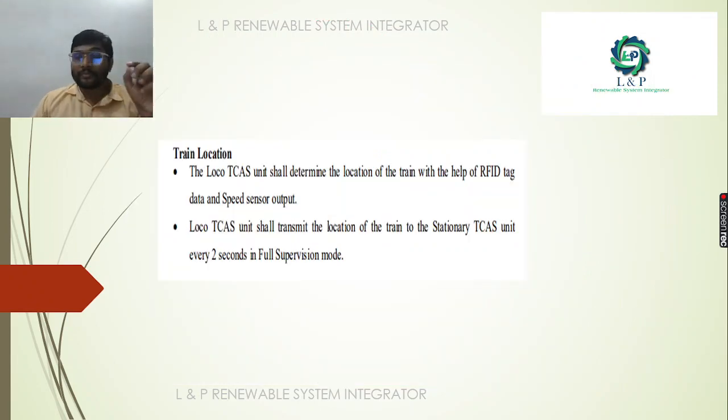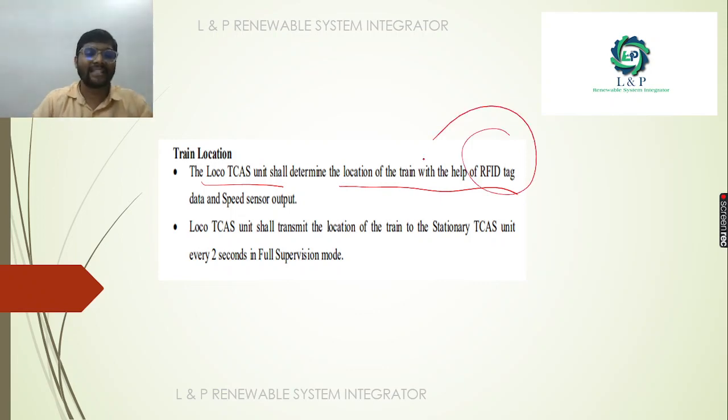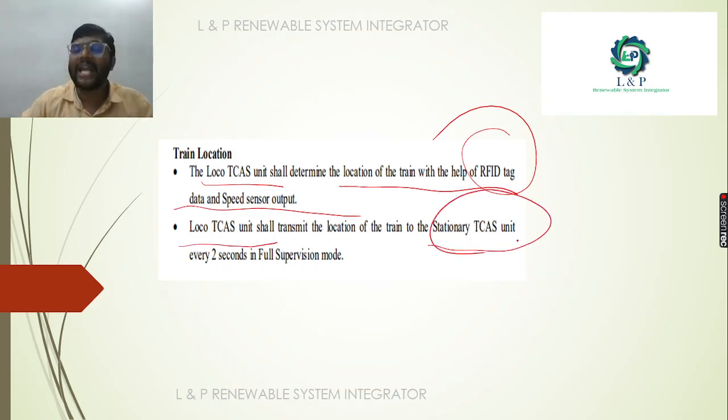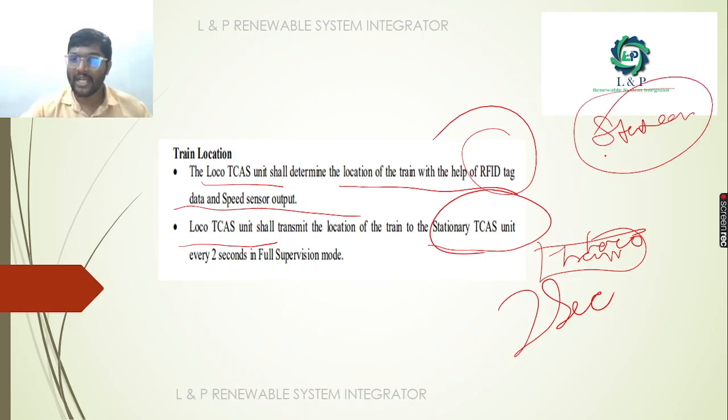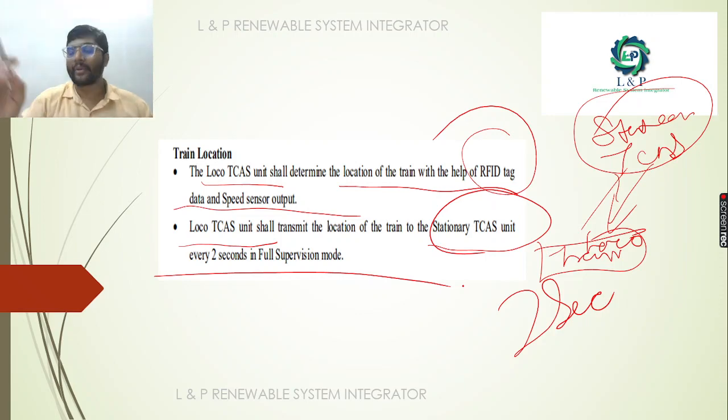Next most important thing is that the loco train collision avoidance system will determine the location of the train with the help of the RFID tags, data and the speed sensor output. And also the loco train collision avoidance system unit will transmit the location to the stationary train collision avoidance unit every 2 seconds. Every 2 seconds the data from the loco train will be sent to the stationary train collision avoidance system. So the signal is being transmitted between these two. So for every 2 seconds it will be in full time supervision mode.